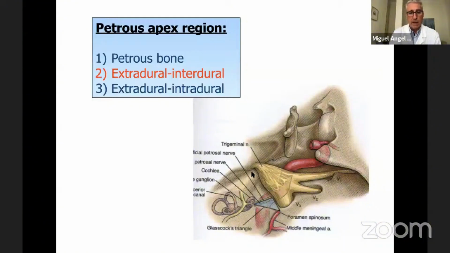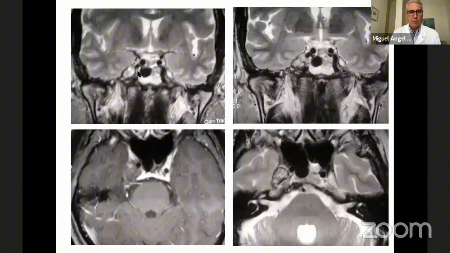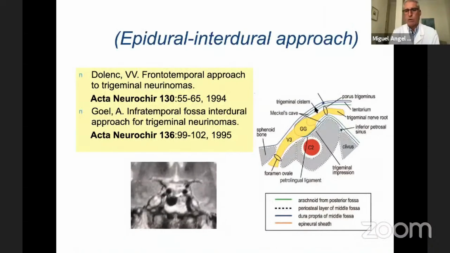Second group of tumors and lesions are located at the extradural interdural space. This is basically a lesion related to the trigeminal ganglion. You can see this patient. This is a psychiatrist from Malaga who was complaining of intermittent headache, facial pain, and diplopia. You can see the lesion. You can see both layers, and inside the trigeminal ganglion with this appearance. And this is the very easy way you can do some extradural approach.